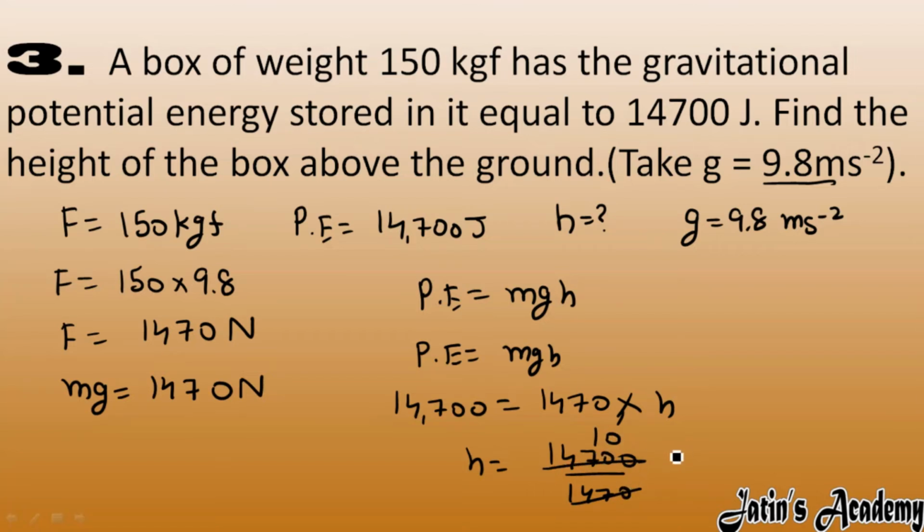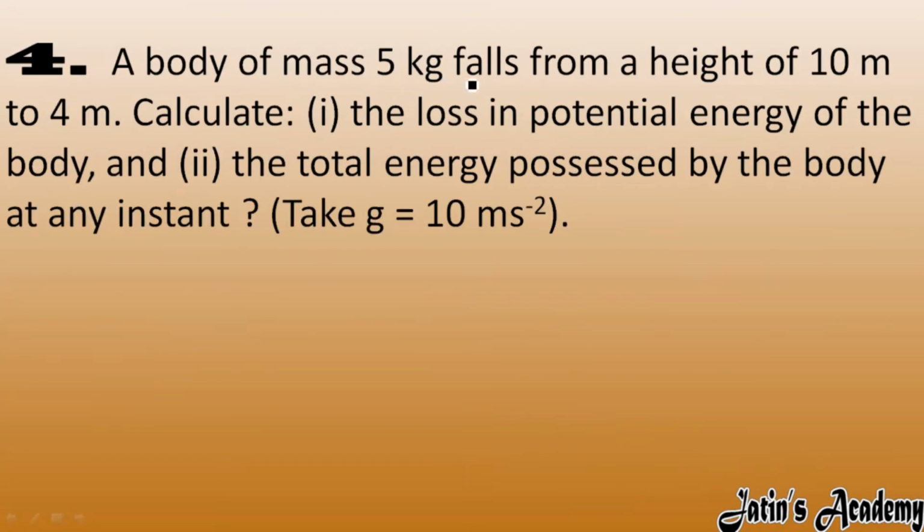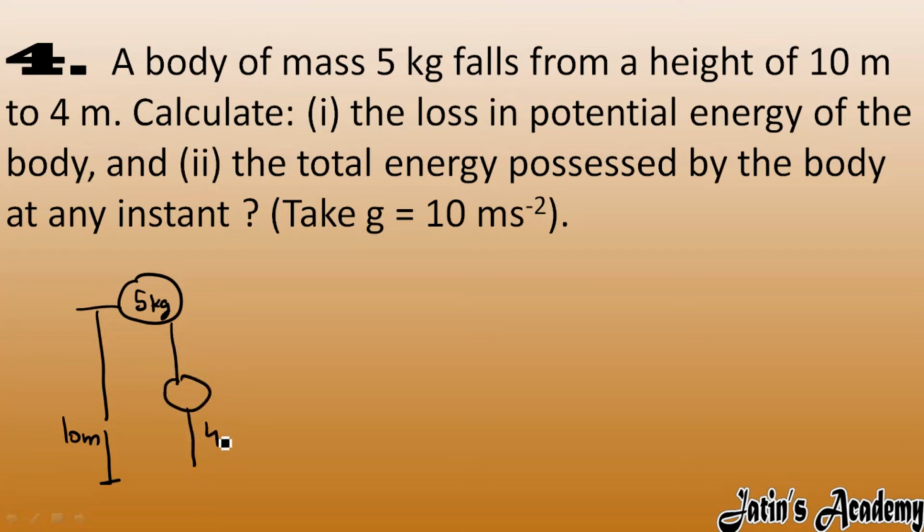Okay. So here height we got it as 10 meter. Clear? Next we have a body of mass 5 kg falling from a height of 10 meter to 4 meter. Calculate the loss in potential energy of the body and the total energy possessed by the body at any instant. Initially the body is at a height of 10 meter and falls to a height of 4 meter, which means a total of 6 meter is covered by the ball.